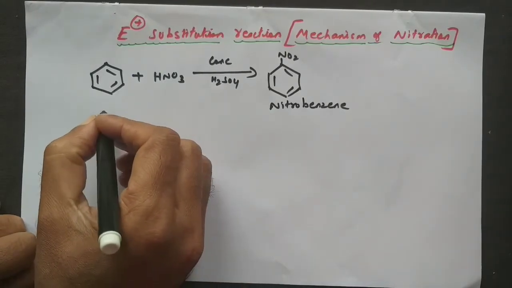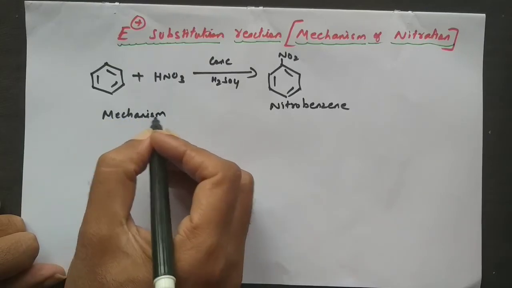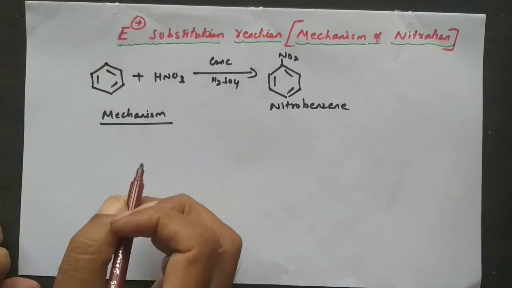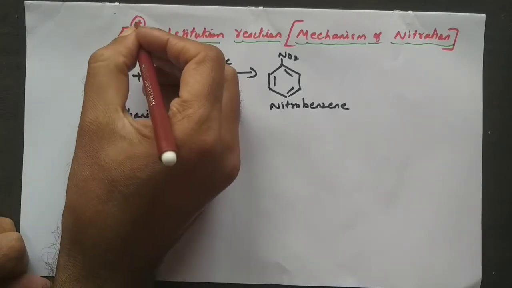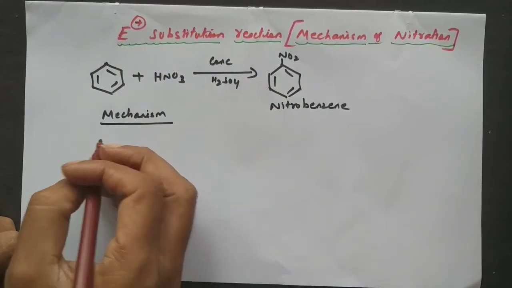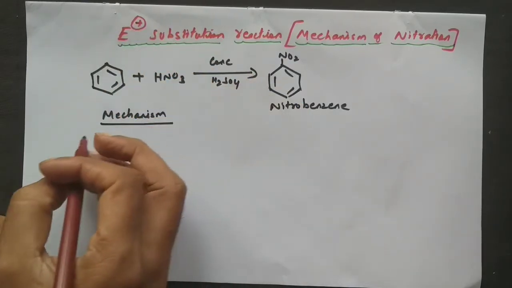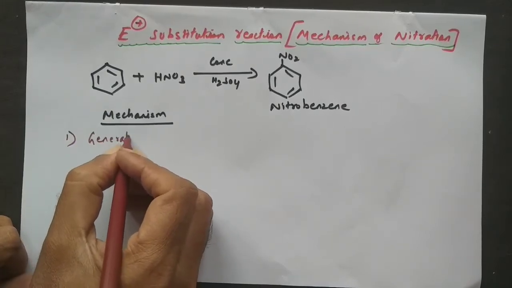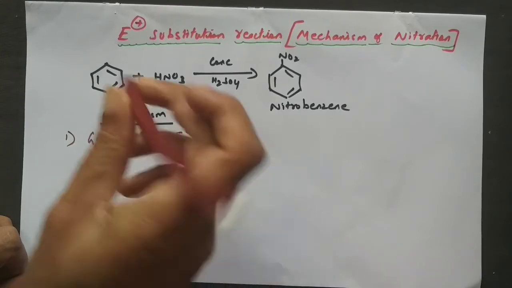But most interestingly, the mechanism is very important in this case. So the first step: we know that since it's an electrophilic substitution reaction, we need the electrophile. So the first step will be the generation of the electrophile.